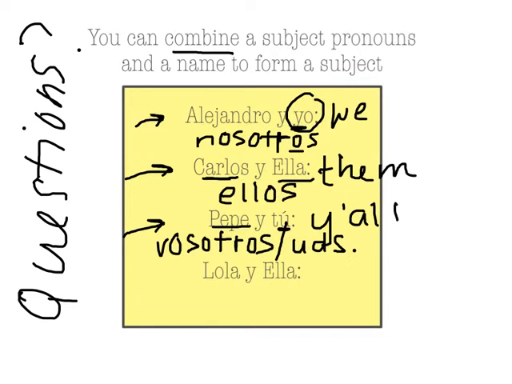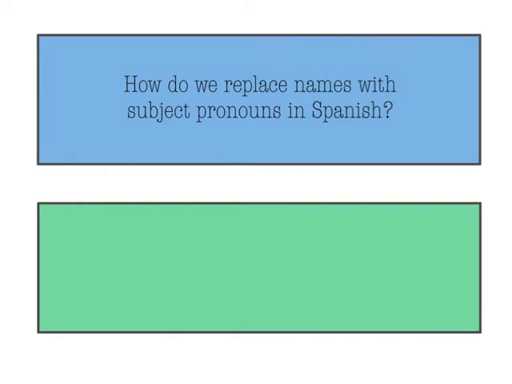And then finally, if we're talking about Lola y ella, Lola and she, so you're going to be talking about them, but they're both females. She and Lola. So that one's going to be ellas. If you want to go back to the beginning of this slide and just pause it, so my answers aren't here, you can quiz yourself and see how you do.